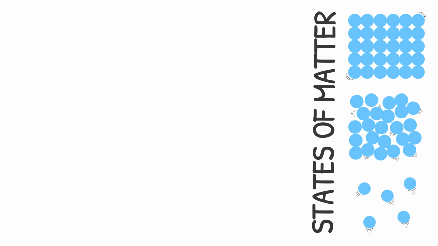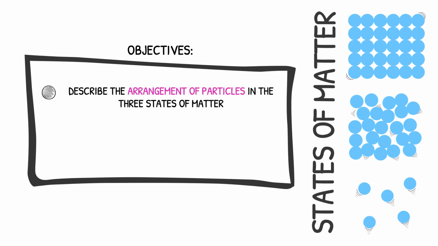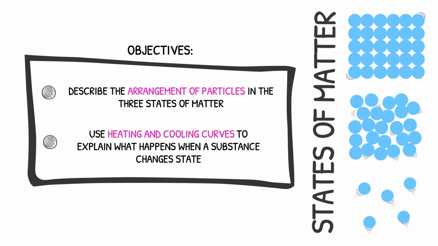In today's video, we are looking at states of matter. By the end of the video, you should be able to describe the arrangement of particles in the three states of matter, and use heating and cooling curves to explain what happens when a substance changes state. So, let's go.